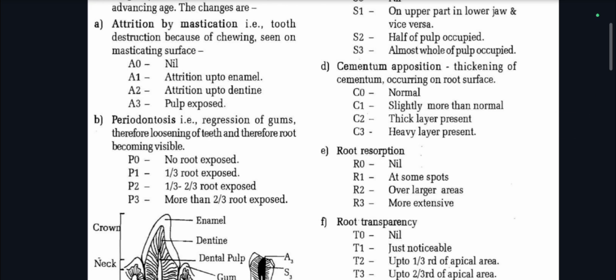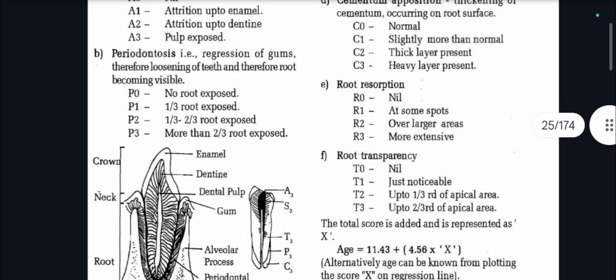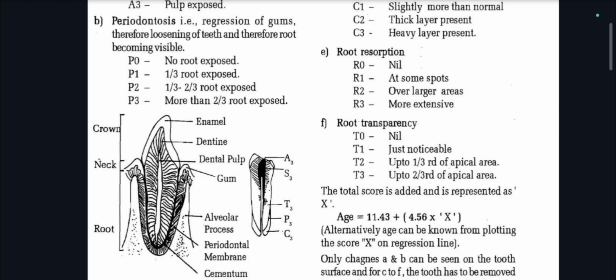Number 4, cementum apposition, that is thickening of cementum occurring on root surface. So cementum becomes thick. C0, C1, C2, C3: normal, slightly more than normal, thick layer present, heavy layer present. What is root resorption? R0, R1, R2, R3. R0 nil, R1 at some spots, R2 over larger areas, R3 more extensive.